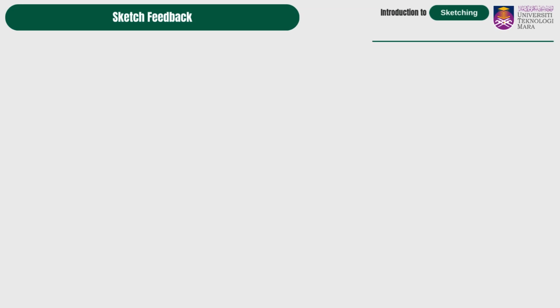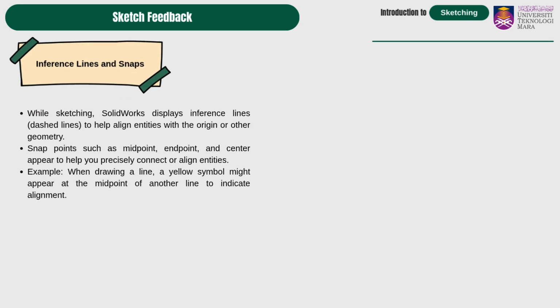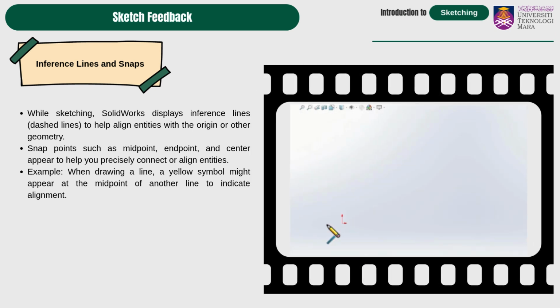Let's start exploring the different elements of sketch feedback, beginning with inference lines and snaps. When you're sketching in SolidWorks, the software actively guides you by showing inference lines. These are dashed lines that appear to help you align new entities with the origin, existing points, or other geometry in your sketch. Think of them as visual alignment guides that keep everything neatly positioned without guesswork. Alongside inference lines, SolidWorks also provides snap points, which are small visual cues that appear when your cursor hovers over important positions like the midpoint, endpoint, or center of another entity. These snaps ensure you connect or align geometry with pinpoint accuracy.